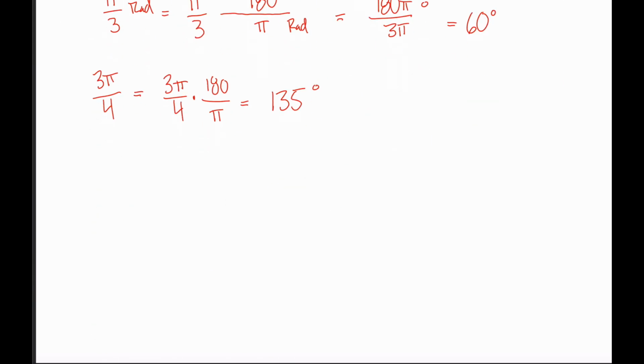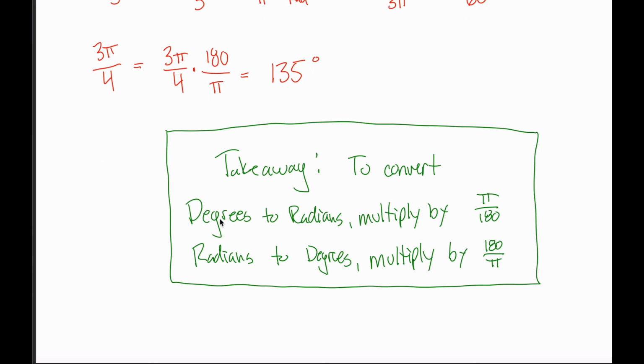The big takeaway here is this. Anytime you're trying to convert from degrees to radians, all you're going to do is multiply your measure in degrees by pi over 180. And anytime you're trying to convert radians to degrees, all you're going to do is multiply your measure in radians by 180 divided by pi.